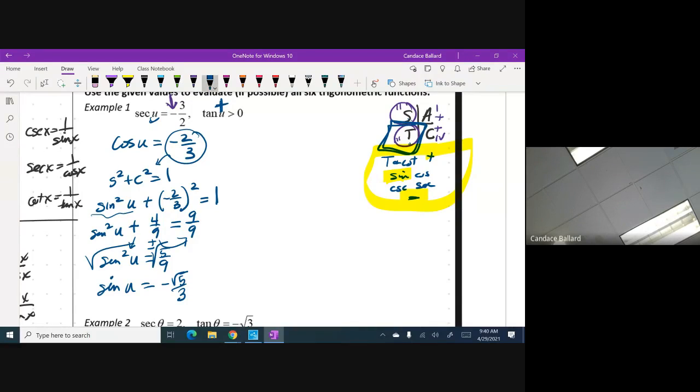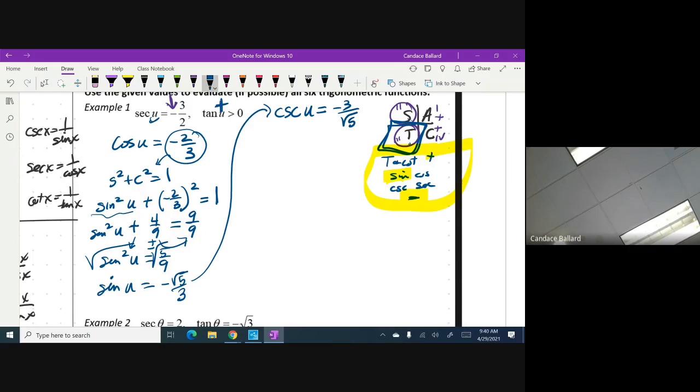All right. We've got some cosecant going on. That means I could just flip this to get cosecant. I'm using that reciprocal identity. So cosecant of u equals negative 3 over square root of 5.